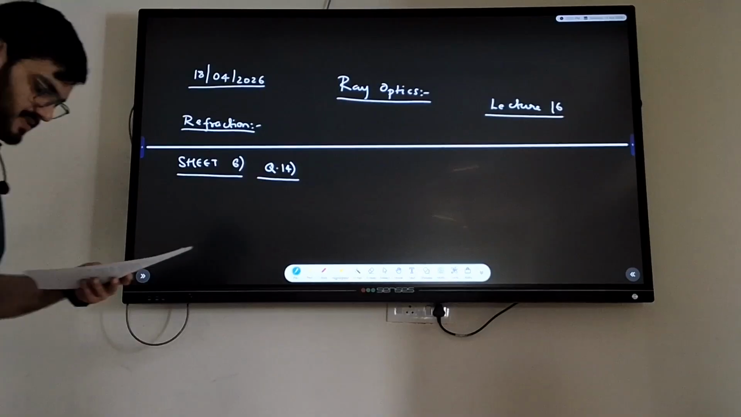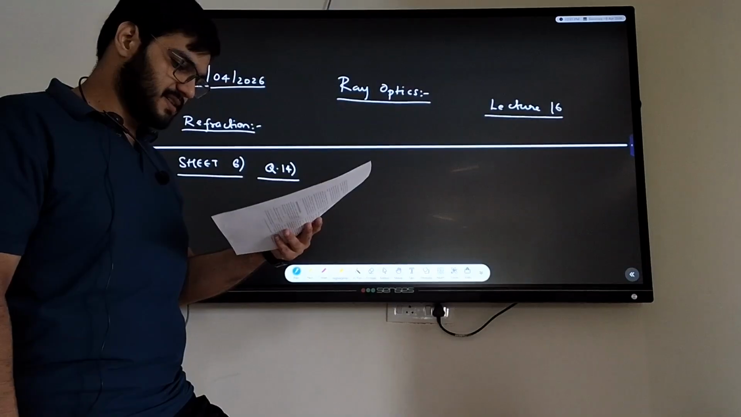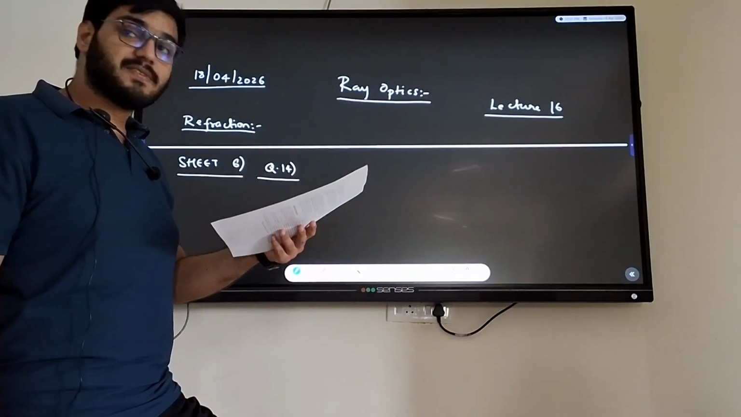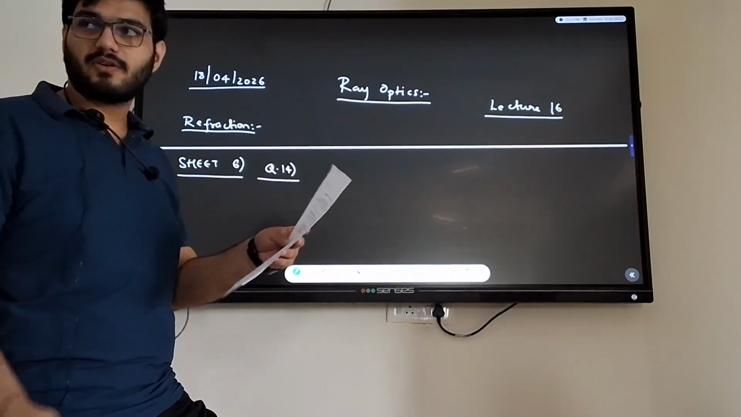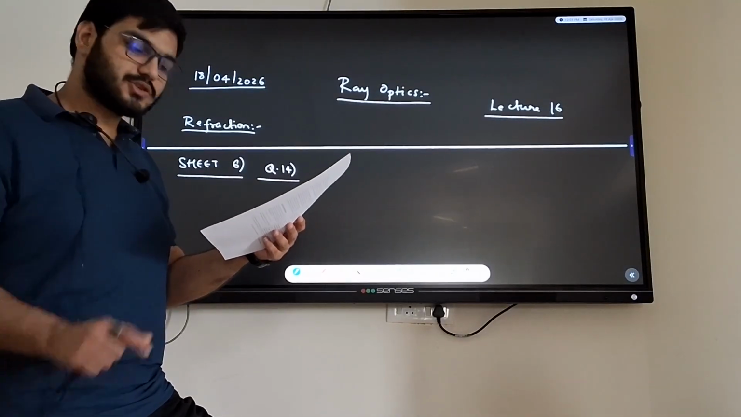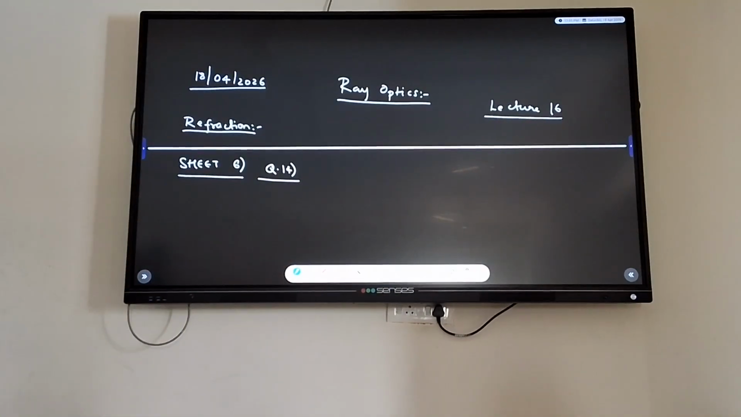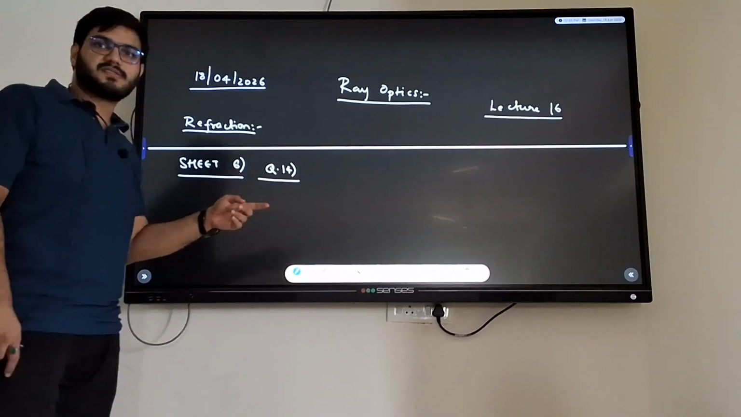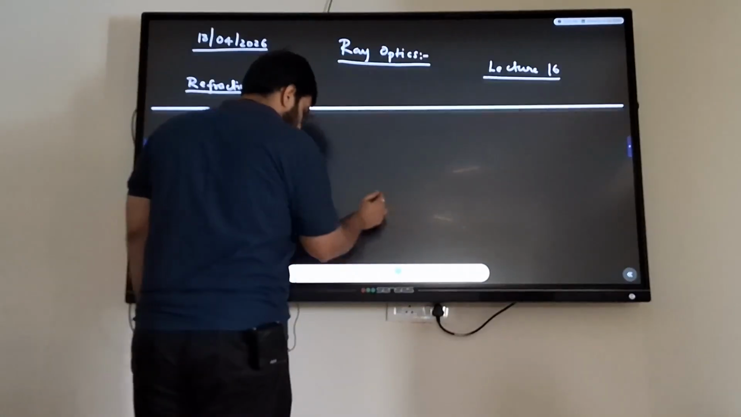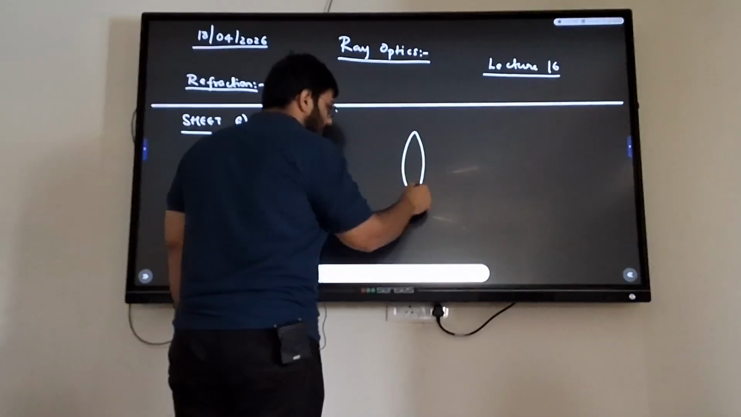Question number 14 reads: you have a biconvex thin lens which is prepared from some glass. Refractive index is given. The radius of curvature of each surface is also given. One of the surfaces is silvered now. Where should the object be placed so that the image coincides with the object? You can't say 2f this time because this is not a normal lens. It behaves like a mirror actually. So it's a convex lens, so I think the diagram will be something like this.